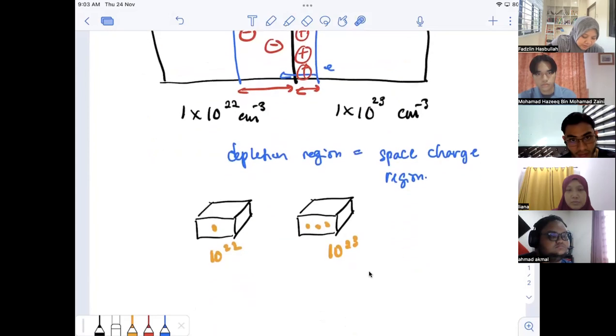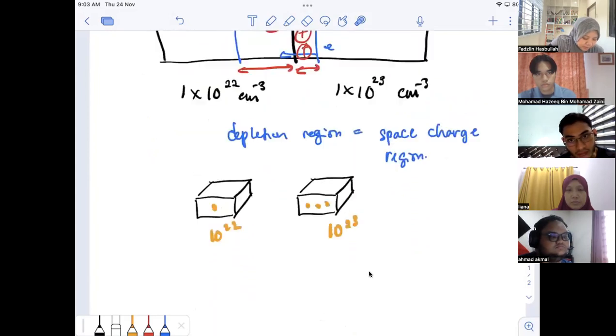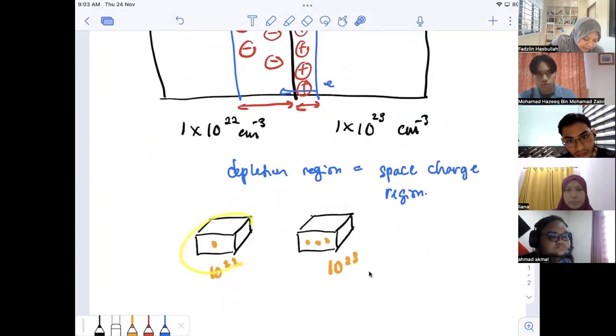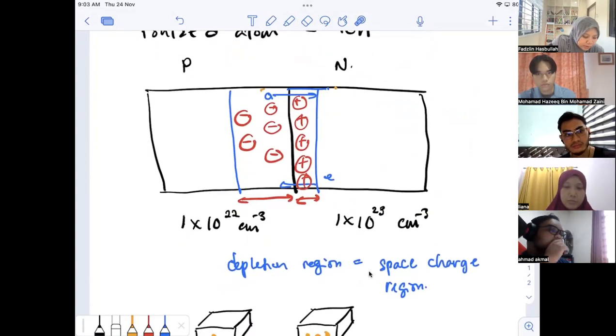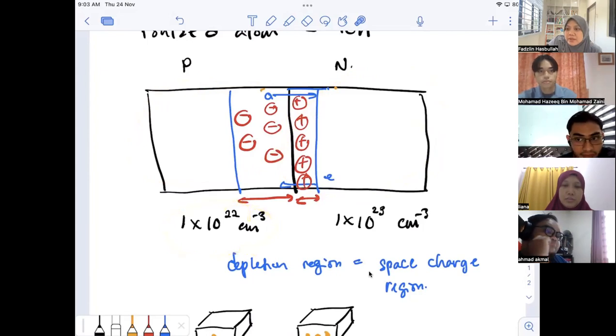The size is the same but inside it is different. So we can design it to be the same, we can design it to be different, but the concentration depends on the doping. Oh, okay, I understand.